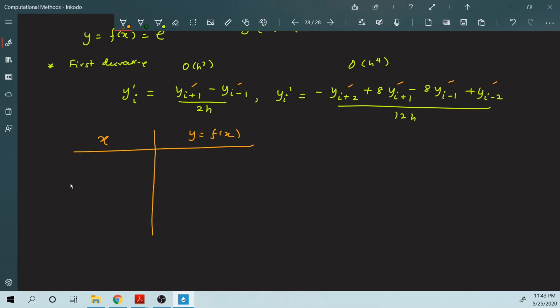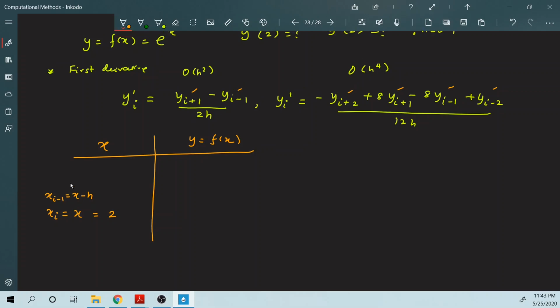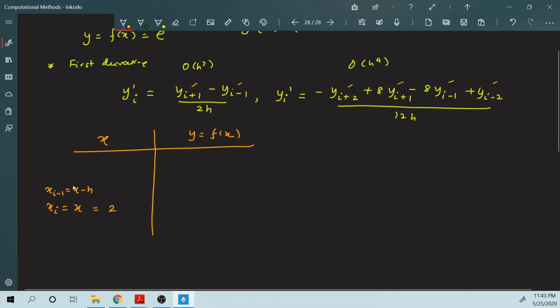Okay, so when I say xi, what I'm actually talking about is x, and that is nothing but 2. So when I write xi minus 1, what I'm saying is x minus h. So what is the value of h? h is 0.1. So 2 minus 0.1 comes out to be 1.9.